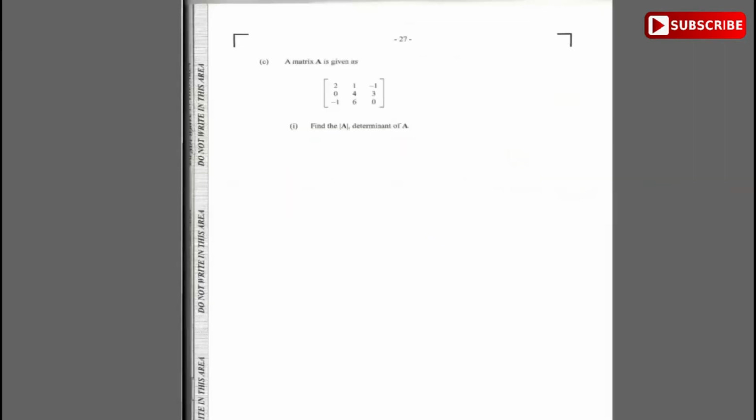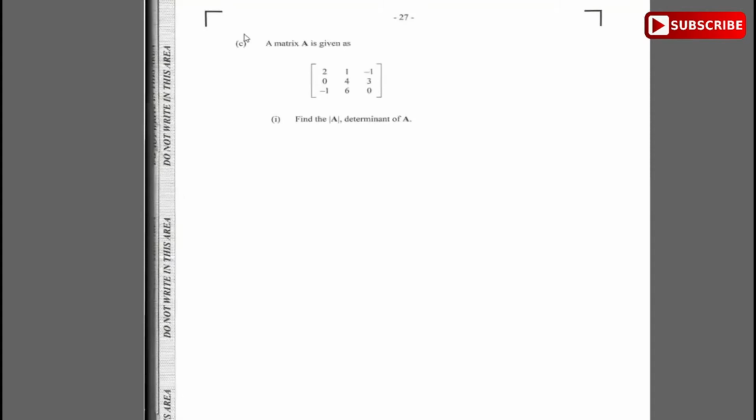Now we get a matrix. We have this matrix A, and they want to find the determinant of the matrix A. So to find the determinant of the matrix A, I like to use something with a 0, so I'm using column 1.